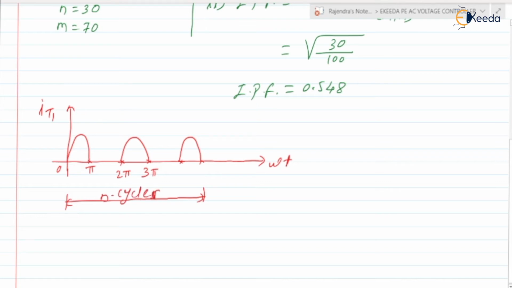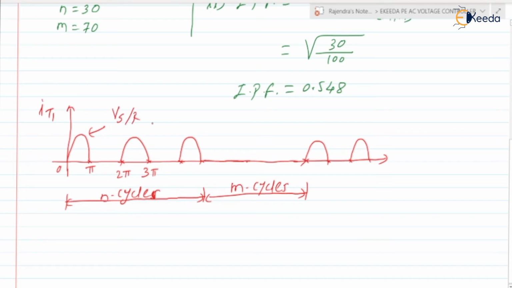Next, for M cycles it will be 0. For the next M cycles it will be 0 only, and after the next M cycles, the next N cycles it will be non-zero again. So the pattern will be like this: for the first N cycles non-zero, then for M cycles it will be 0, and after that the same pattern repeats. Now, the magnitude of this waveform is Vs by R only, right?